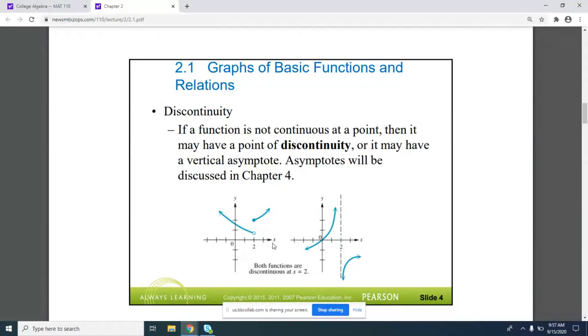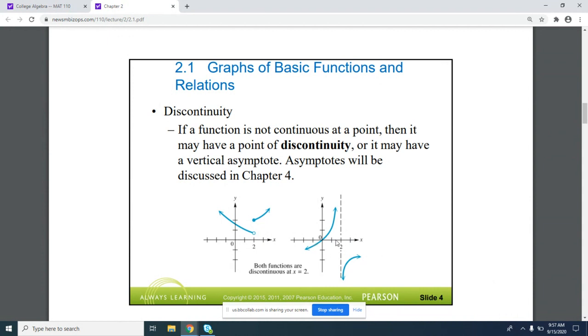So here again, if I were to read this graph from left to right, as I first read it, the graph increases. But then I get to a certain point where I have to take the pencil off the paper, and that point is when x is equal to 2.